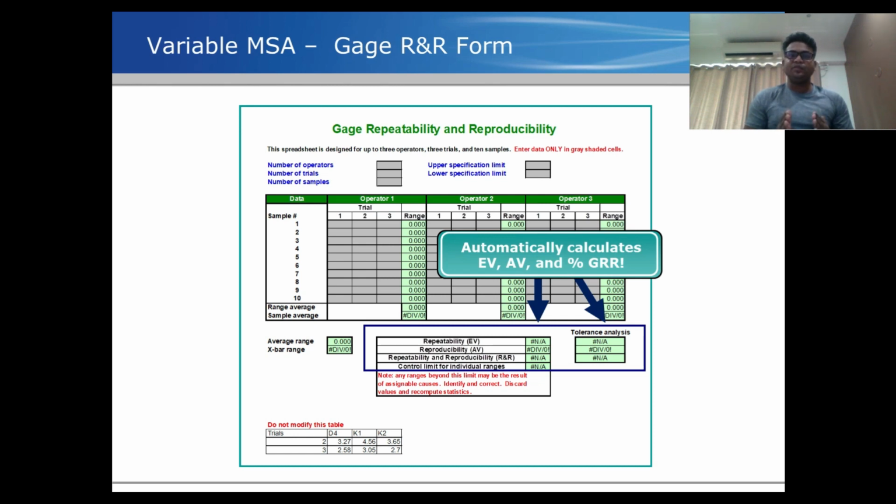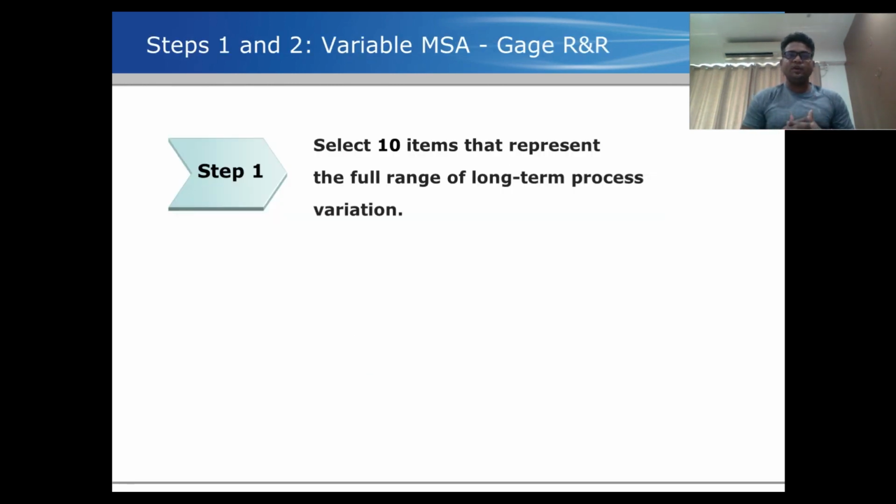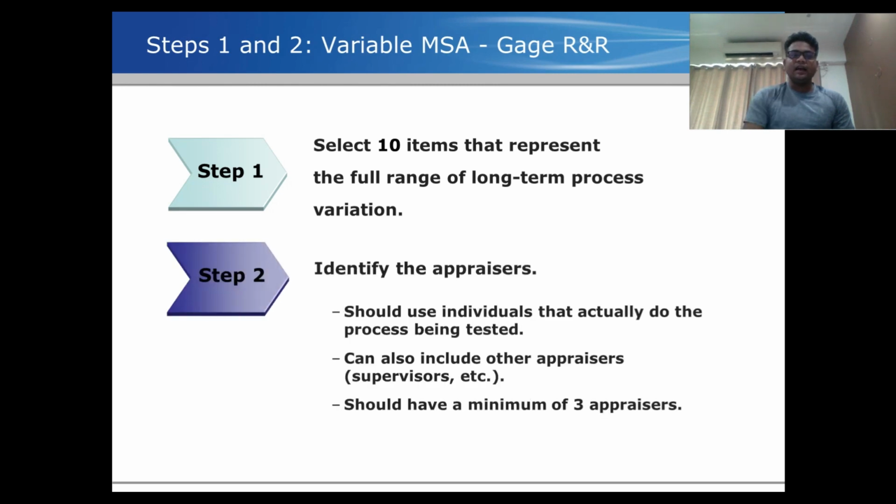There are 10 steps to perform the gauge R and R method. This is the first step. To measure variable MSA by gauge R and R, you have to select 10 items that represent the full range of long-term process variation. Step 2 is to identify the appraisers, meaning identify the operators. You should use individuals that actually do the process being tested. You can also include other appraisers, such as a supervisor, with a minimum of 3 appraisers. Here you have to select 3 appraisers, 3 operators.